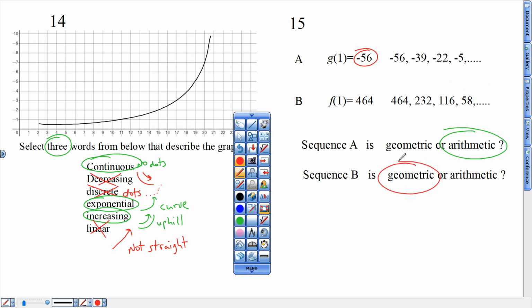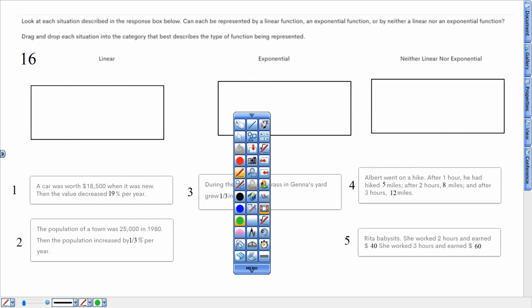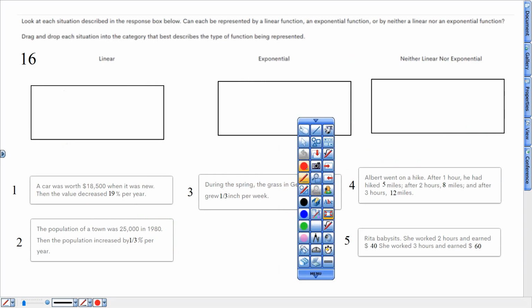Or again, key, look at that negative. If you see a negative there, arithmetic. If you see no negative, it's going to be geometric. All right, here we go. Almost done. 16. For this one, if I look at it and see a percent, remember for review, that's exponential.